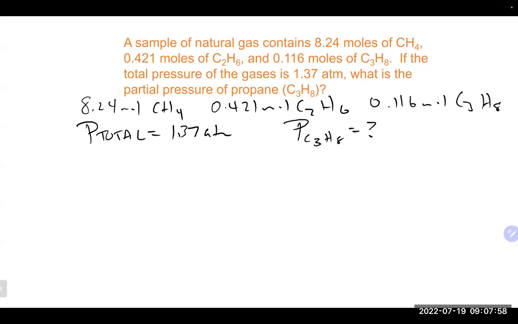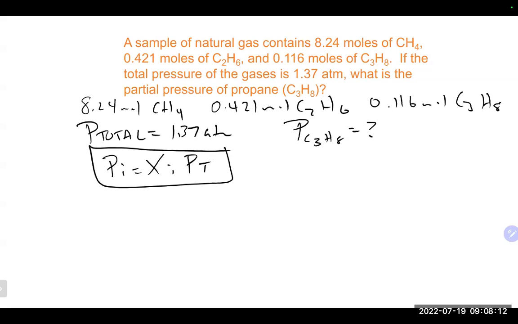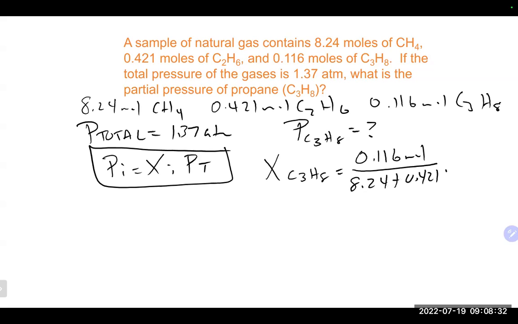In this case, we really aren't given any temperatures or volumes, so the ideal gas law is not going to help us too much here. So we can use that other equation that we saw, which is this one. Partial pressure is equal to the mole fraction times the total pressure. That means we want to figure out the mole fraction of what we're interested in, which was propane. So to figure out the mole fraction, once again, we take the moles of what we're interested in and divide it by the total moles, which would be adding all those together.